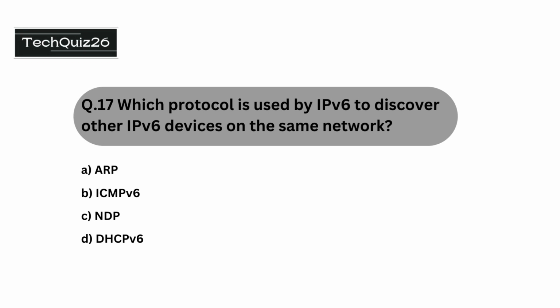Question number 17 is, which protocol is used by IPv6 to discover other IPv6 devices on the same network? The options are ARP, ICMPv6, NDP, DHCPv6. The correct option is NDP.